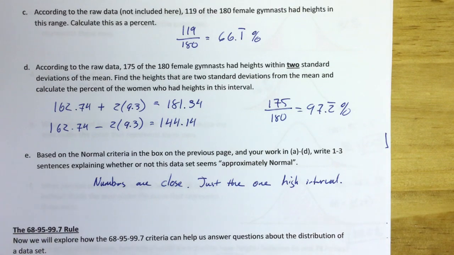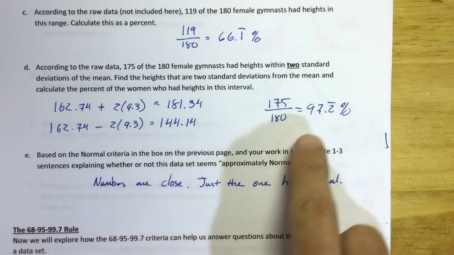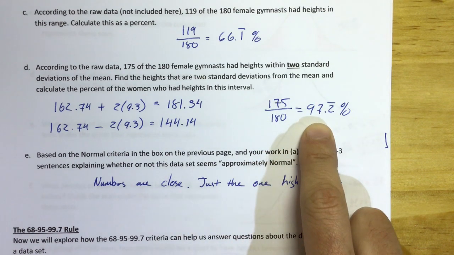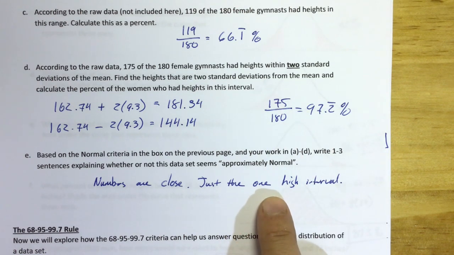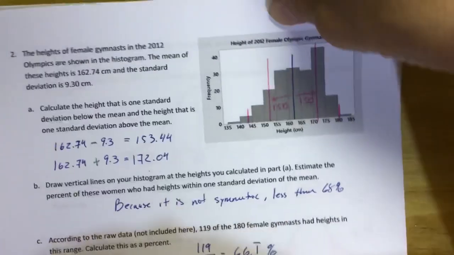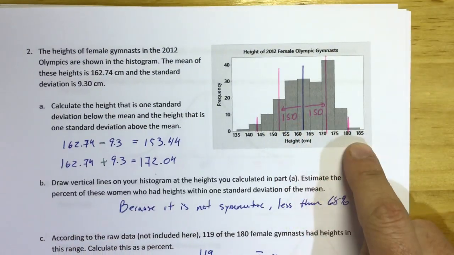All right, E, based on normal criteria in the box in the previous page, we ask whether the data is approximately normal, and I've already answered that question here, that the numbers seem to look pretty close to what we need. Like 2 standard deviations would have been 95%, right? But because we had that one high interval, I think it just throws things off a little bit, and definitely visually, it makes it not look like it's a normal distribution.